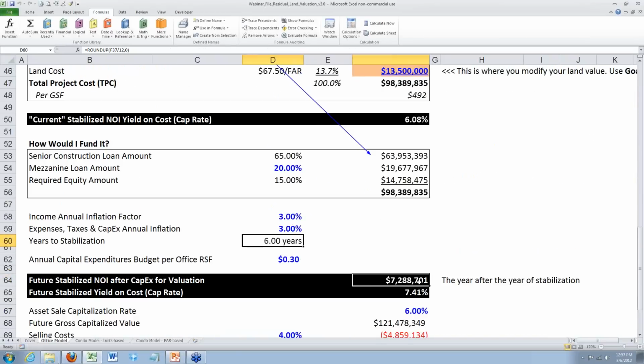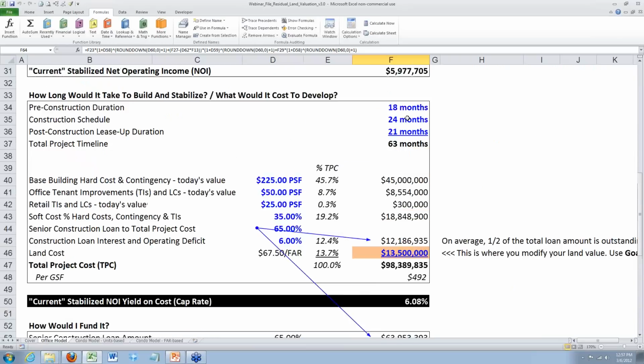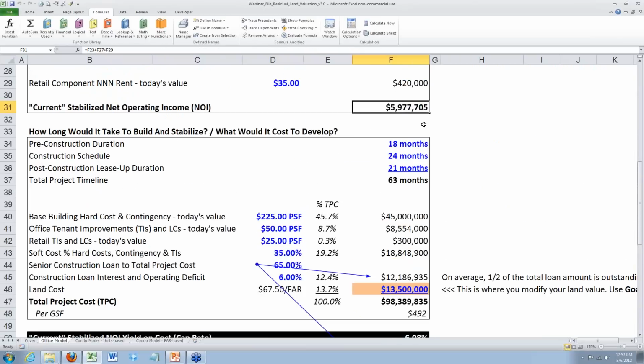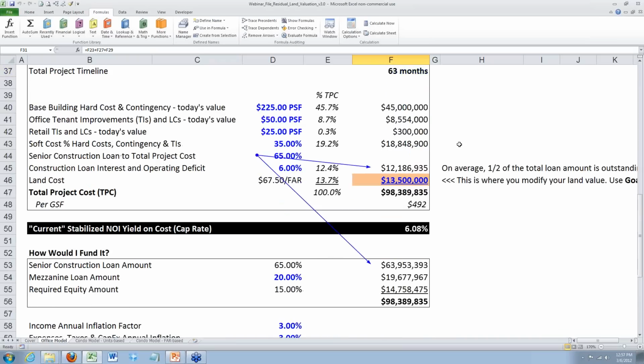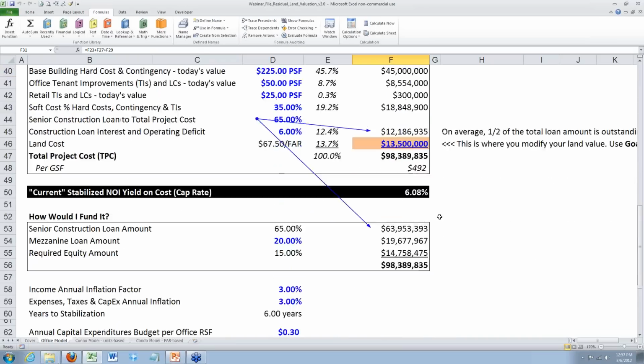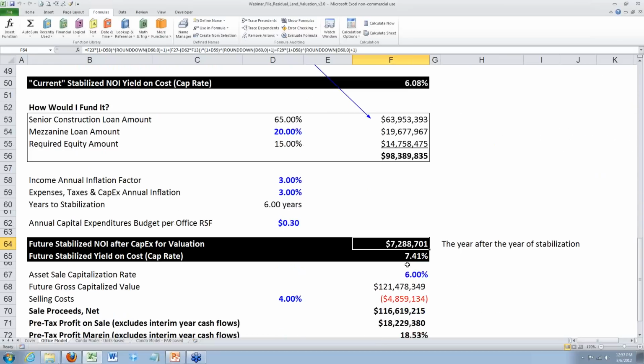So what I can do now is, from the $6 million current stabilized NOI, I can project forward and say, okay, 6 years from now, this would be, in fact, my stabilized NOI, which applies to the year after the year of stabilization, assuming these growth rates.